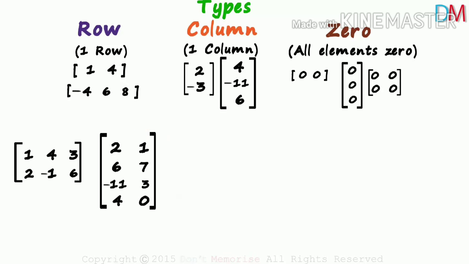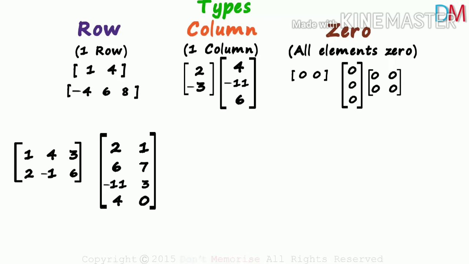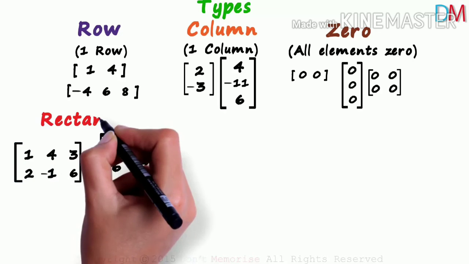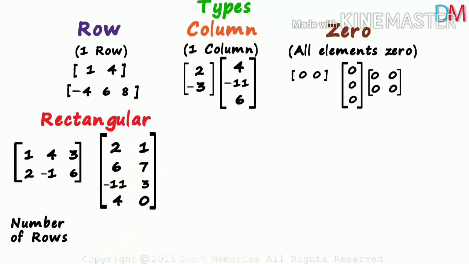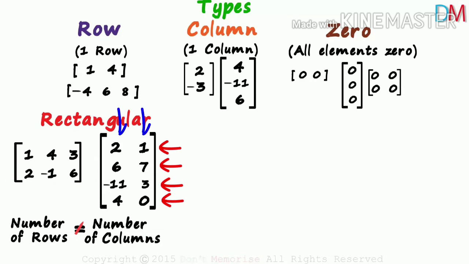Let me ask you an interesting question. What geometrical shape do these two matrices look like? If I have to cover each of them using a two-dimensional shape, which shape would it be? Yes, it would be a rectangle. And that's why these types of matrices are called rectangular matrices. The number of rows in a rectangular matrix is never equal to the number of columns in that matrix. In the first matrix, it's 2 and 3, and in the second, it's 4 and 2.